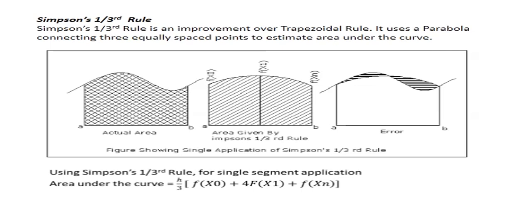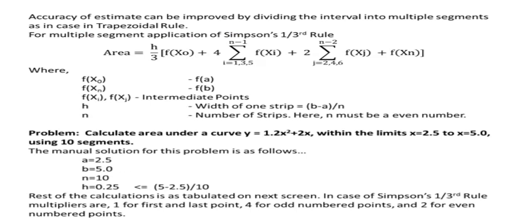This also means that there is always an error involved when we use the numerical integration technique, but the error can be reduced by multiple applications of the strips. Using Simpson's one-third rule for a single segment application, this is the equation. Single segment application is not preferred because the results are very approximate. Multiple application of Simpson's one-third rule improves the result. Accuracy of estimate can be improved by dividing the interval into multiple segments, as in case of trapezoidal rule. For multiple segment application, this is the equation.